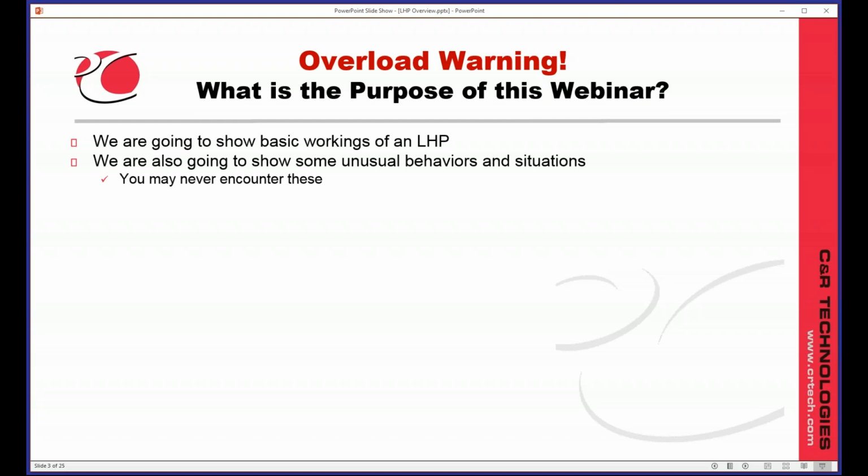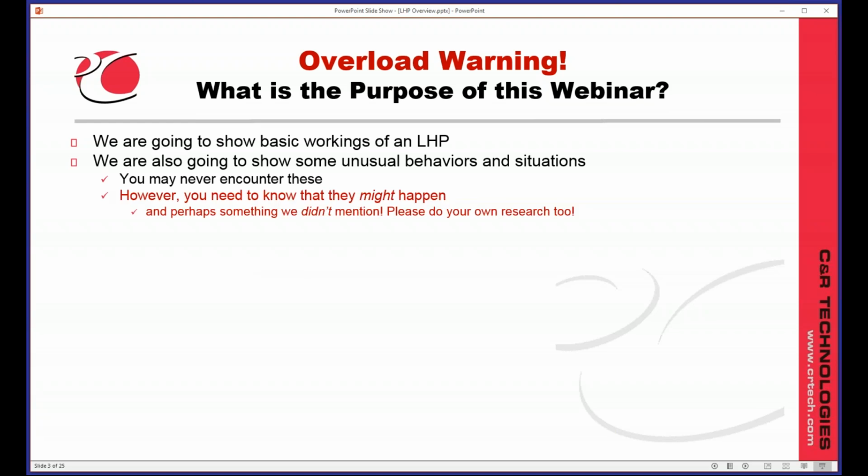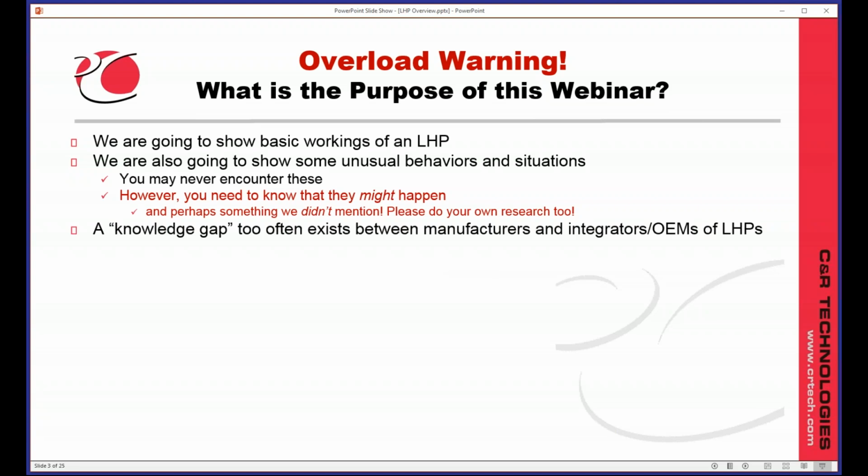We're going to show the basic workings, of course, but we're also going to show you some things that are fairly unusual. And you, if you're an LHP user, may never even encounter these, but it just seems more honest to make sure you know that they exist, because I think it's very important for you to know that they might happen. And I'd also like to point out that maybe something is going to happen in your LHP that we didn't mention. So please don't let this be the end of your research on LHPs. Make sure you do your own due diligence and study what other things you can find out there in the literature or from talking to experts.